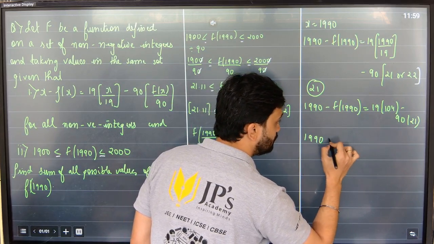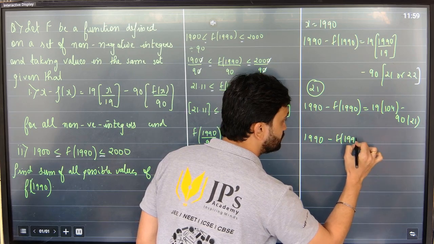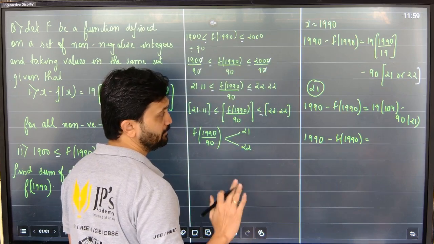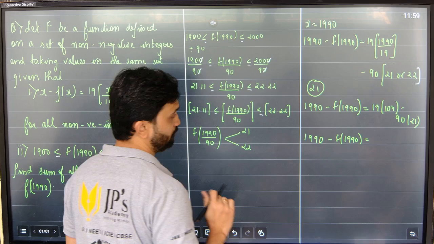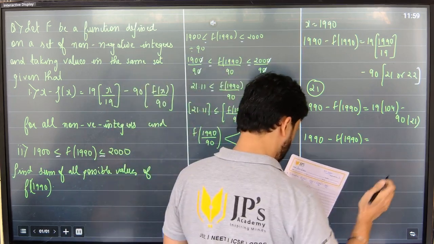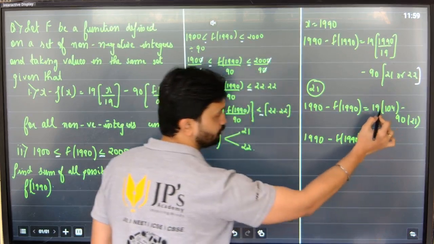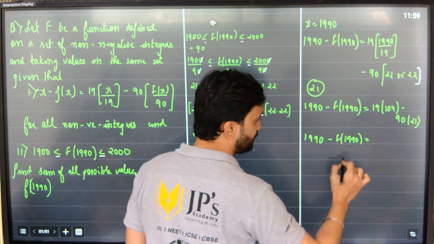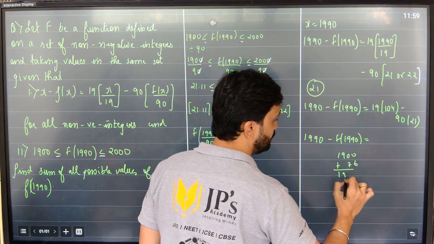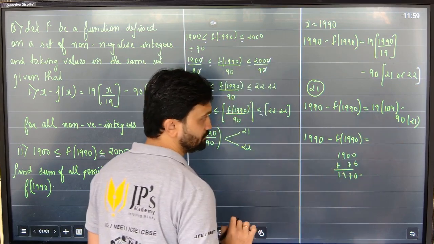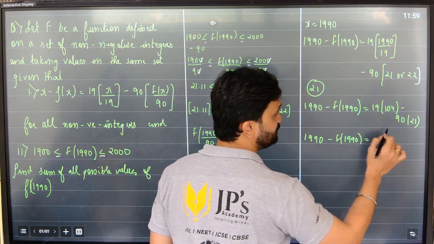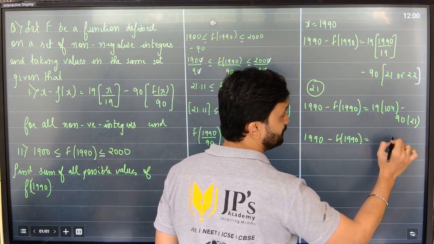f(1990) minus f(1990) is equal to 104 times 19. 1900 plus 76 will become 1976. If I compare 1904 to 19 into 100, it will become 1900 plus 76, which I think will become 1976. You can check the calculation. Okay, 1976 minus 19 times 20 is 1800.